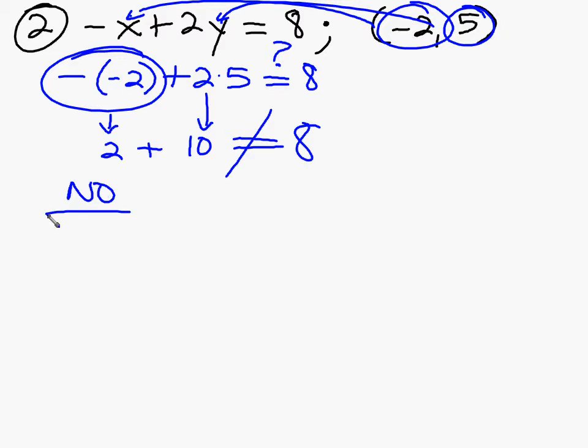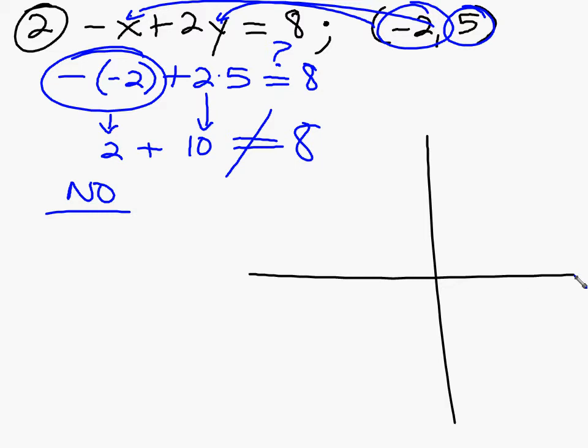This would be the case if I were to graph this one. I'm just going to draw a quick sketch of what this line looks like. You'll learn how to do it later. Here's the point, -2, 5. There's the point. It's not on the line. So this is an example of it not being a solution. If it's not a solution, it won't be a point on the line.